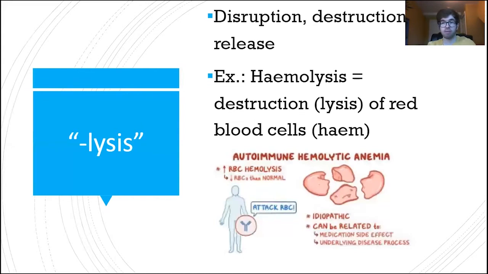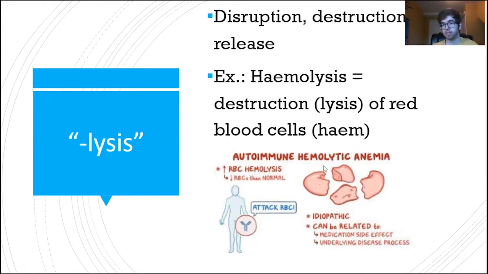The next suffix I will discuss is lysis. So lysis can mean these three things up here. So it can mean disruption, destruction, or the release of something. So in this example, I have hemolysis. The heme part refers to red blood cells, and in this case, lysis is referring to destruction. So hemolysis is when red blood cells are being destroyed.